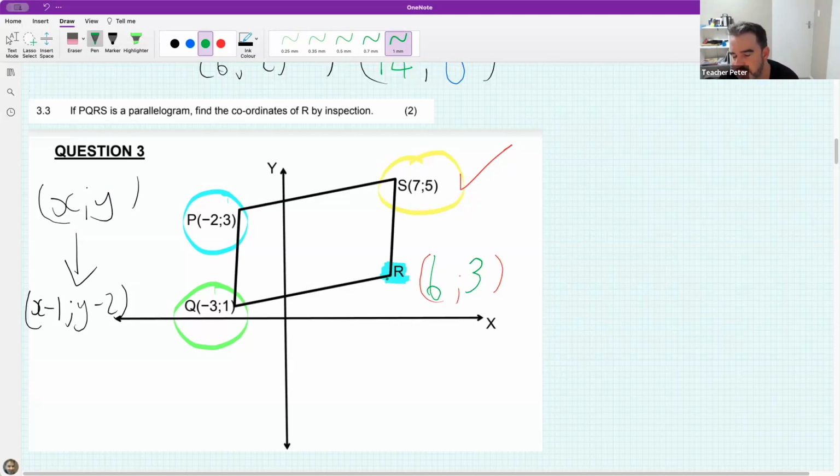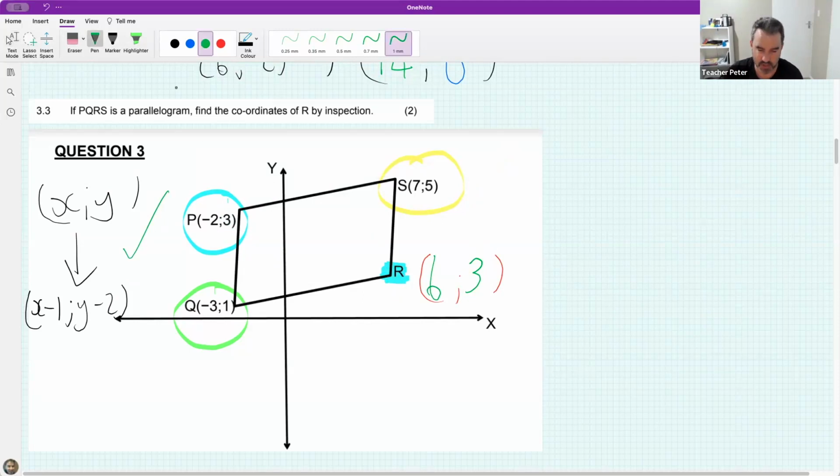It's not really different from the previous one. It's still the same method. I could have used blue to yellow to guide me to go from green to R, or like I did, I went from blue to green to get my rule, and then I used that rule to help me get R. All right, so this is called finding the missing point to form a parallelogram.